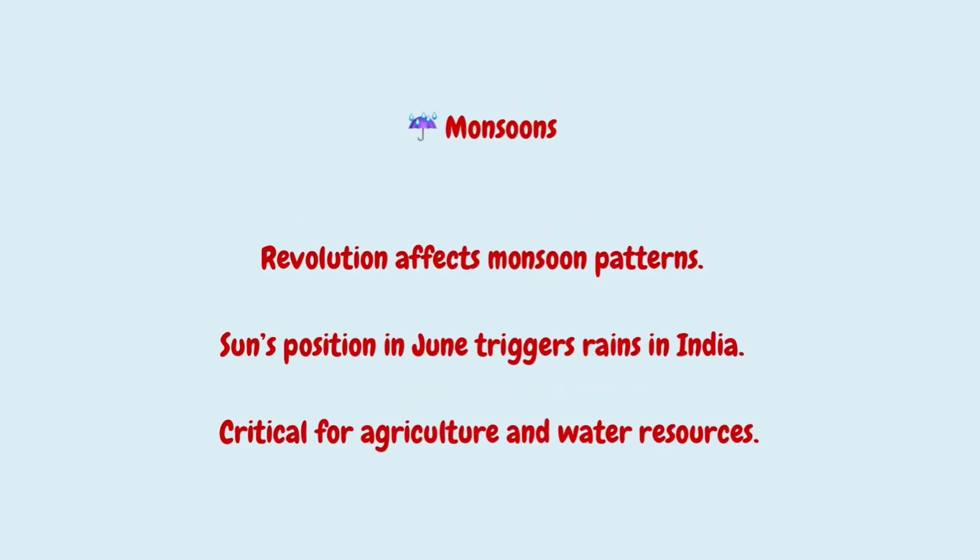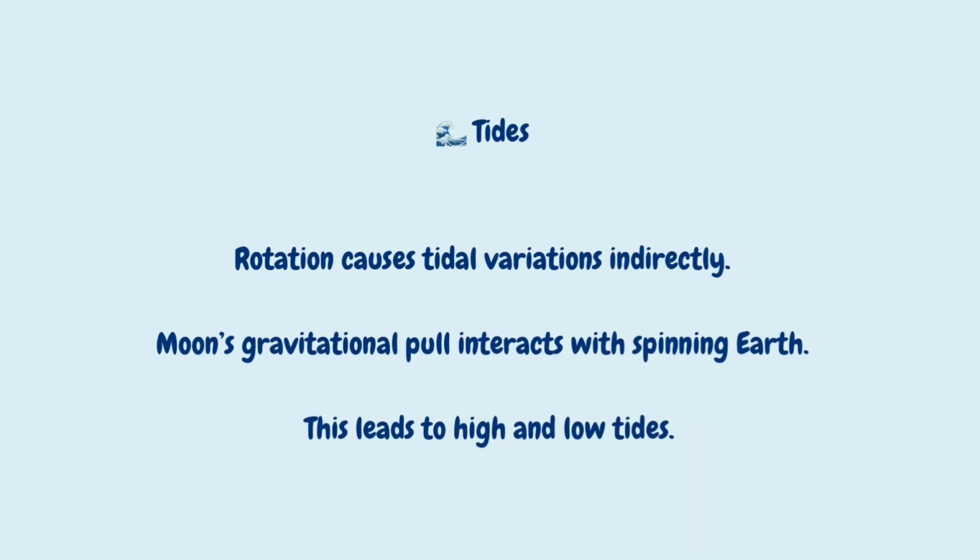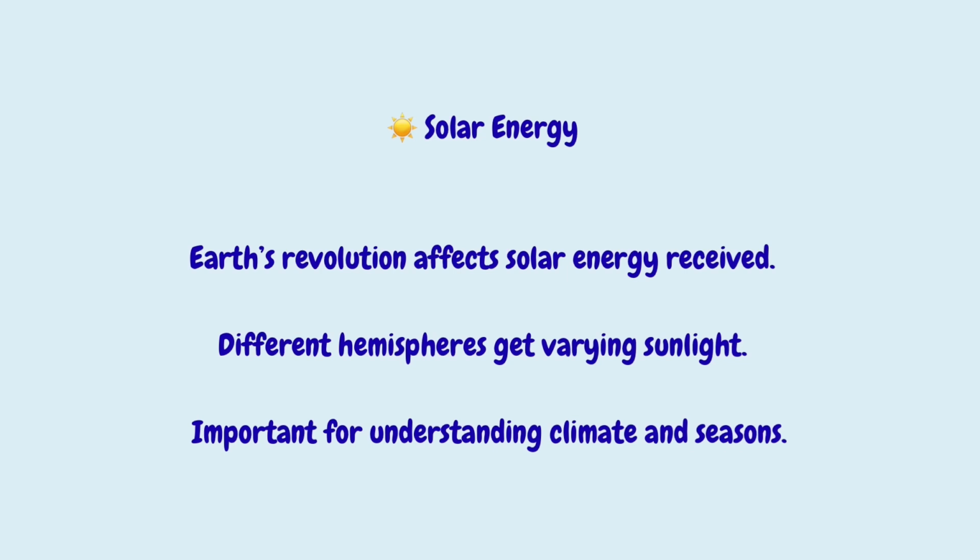Now we will talk about monsoons. What are monsoons? Revolution affects monsoon patterns also. The sun's position in June triggers rains in India. This is critical for agriculture and water resources. Now what are tides? Rotation causes tidal variations indirectly. The moon's gravitational pull interacts with the spinning Earth, and this leads to high and low tides.